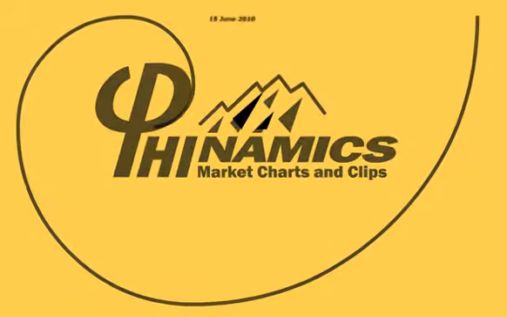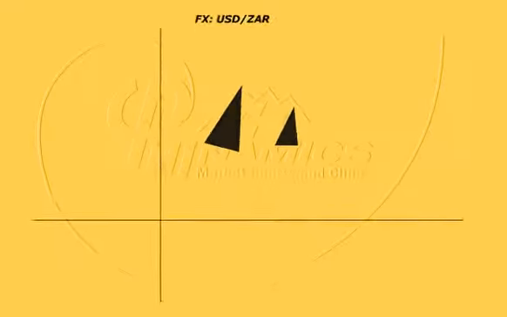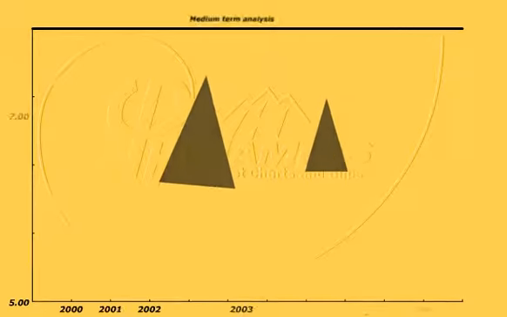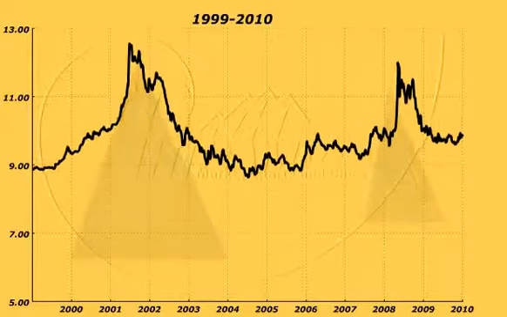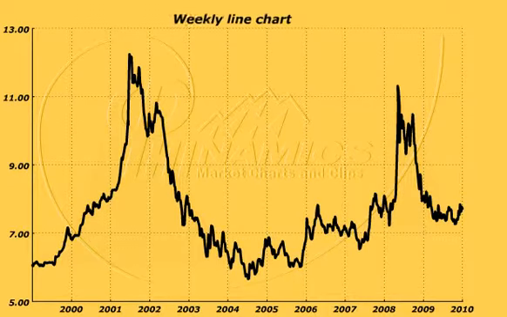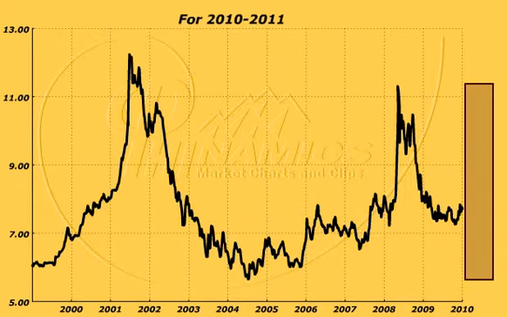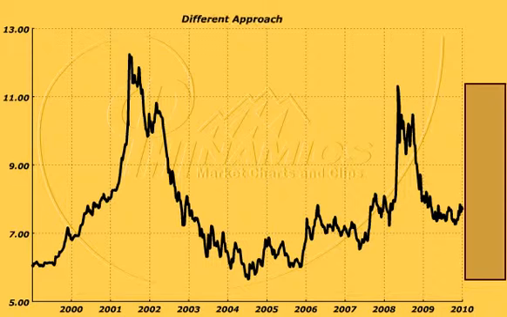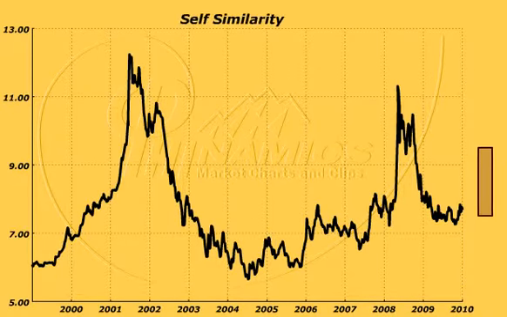Hi everyone. Today, the 15th of June 2010, we shall be looking at the Forex market, the US South African Rand cross. This is going to be a weekly analysis ranging from 1999 to 2010, and we shall be using a weekly line chart. Now, in order to forecast where the South African Rand might go over the medium term, that is over the next few months and couple of years, we shall focus on a study which is completely different from what we've done before, and that is a study in self-similarity.